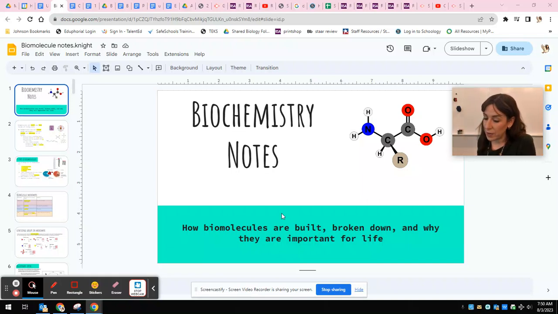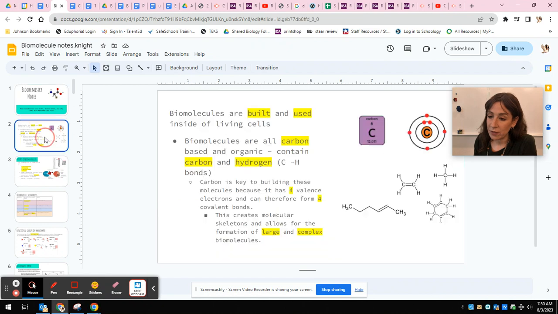Biochemistry notes: how biomolecules are built, broken down, and why they are important for life. First of all, biomolecules are different from other molecules found in our universe because they are only found inside of cells. They are built and used inside of cells naturally, and they can't be made naturally outside of cells.